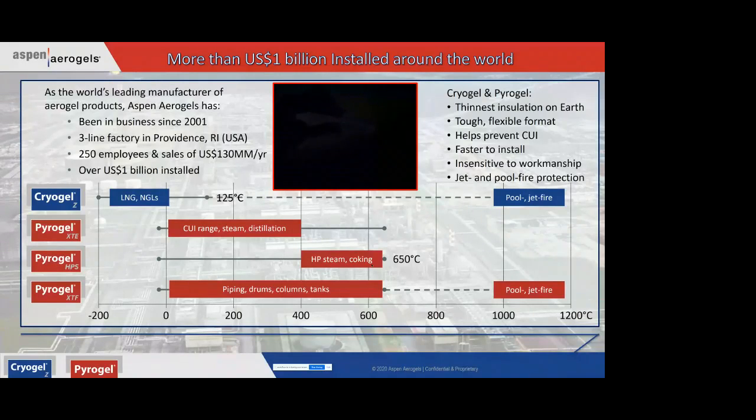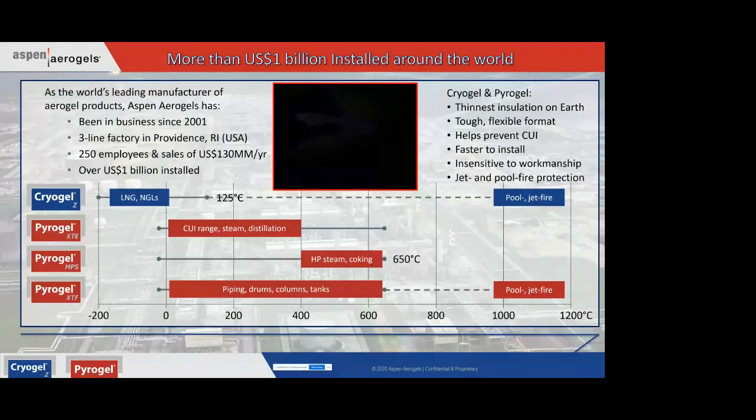Our Pyrogel XE product is the product I'm going to be focusing on today, and this is really our flagship product specifically used in that CUI space, corrosion under insulation. That's rated between 0 and 650 degrees C, and it's a hot product, basically. The other product is our HPS product, and that really is designed specifically to work in the hot end of the spectrum for cokers, high-pressure steam pipes, and so forth. And the thermal conductivity for this product is very low at temperatures above 400 degrees C. The final product is, again, similar to Cryogel, a dual service product, which is known as Pyrogel XTF. And this product, once again, is an excellent product for where you need thermal and fire protection.